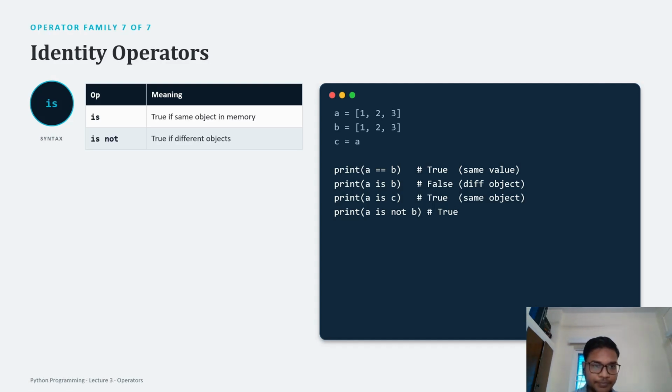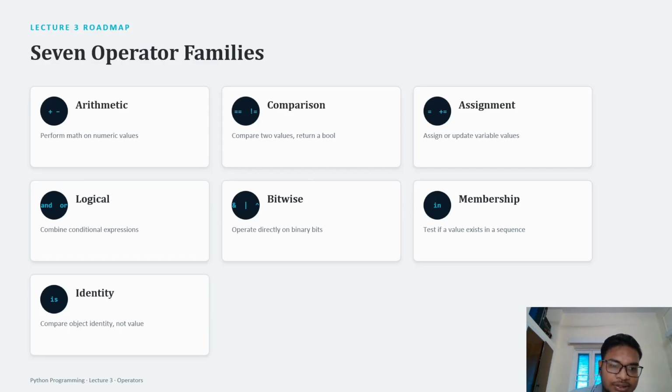Okay. So what do you mean by identity operator? I will tell you all these things. An identity operator compares object identity, not value. Membership checks whether a value exists in a sequence, but identity only compares object identity, not its value.